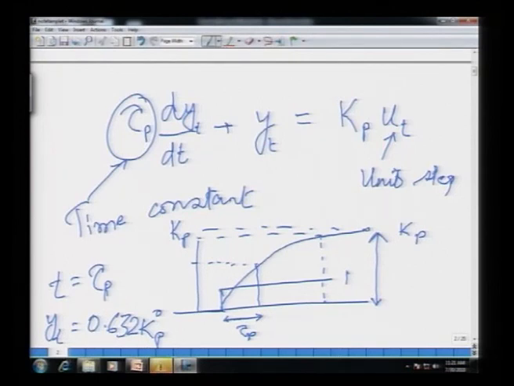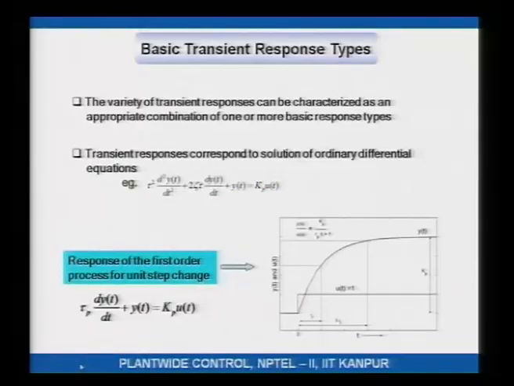So, this is the response of a first order system to a step change. By default, we are going to look at step changes as our standard input change. We are not going to look at pulses or impulses. Okay. So, this is the response of a process that is described by a first order differential equation.